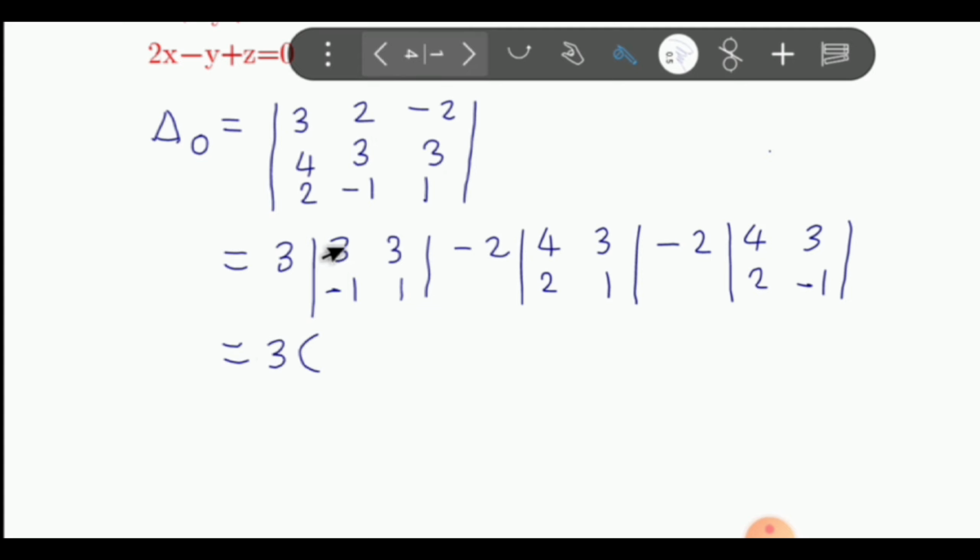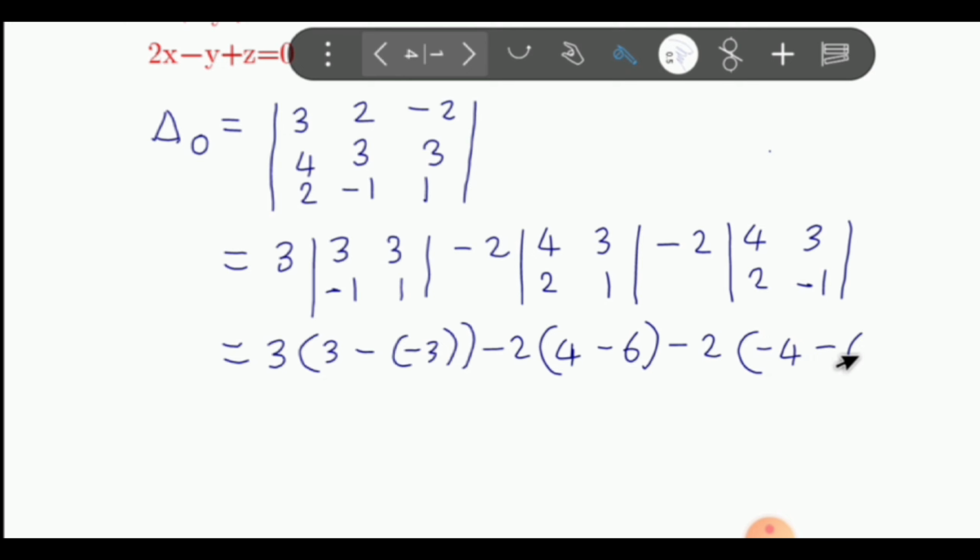Then open a bracket. 3 times 1, that's 3. Minus 3 times minus 1 will give us minus 3. So we say bracket minus 3, close bracket, and another bracket again. Then this is minus 2. Open a bracket. 4 times 1, that's 4. Minus 3 times 2 is 6. We'll close the bracket. Then minus 2, open a bracket. 4 times minus 1 will give us minus 4. 3 times 2 will give us 6. So we'll say minus 6.